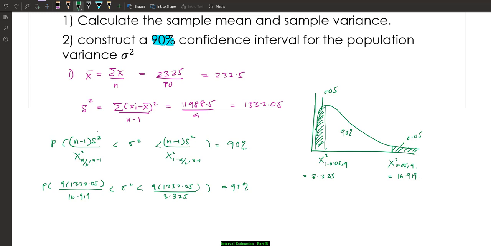So this is going to lead us to the lower confidence limit of 708.58, right? And the upper confidence limit is 3605.56. Right, so we have 90% confidence that the population variance lies between 708.58 and 3605.56. Right.